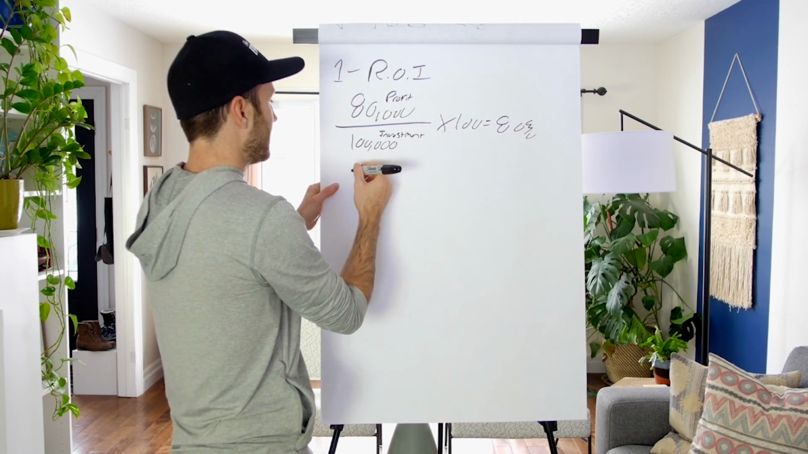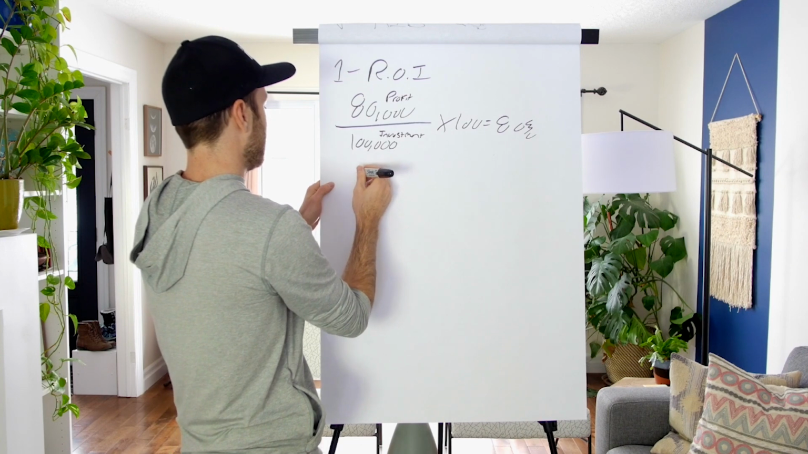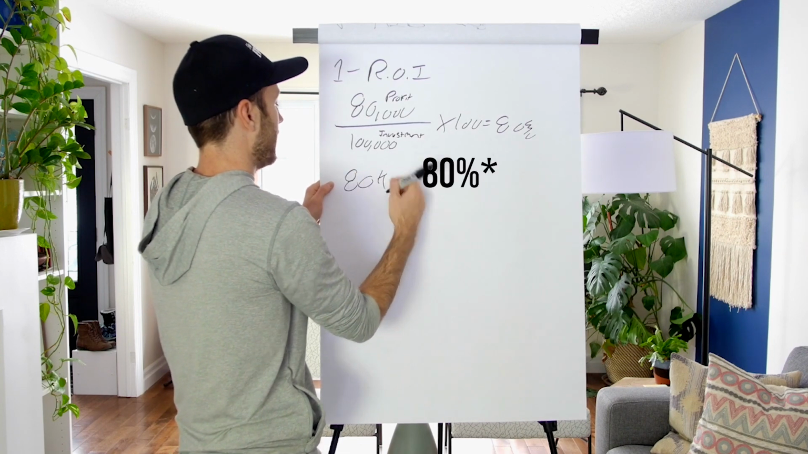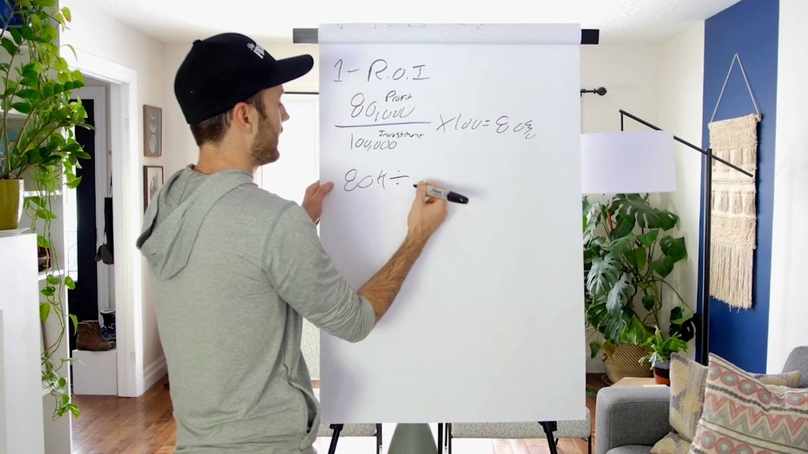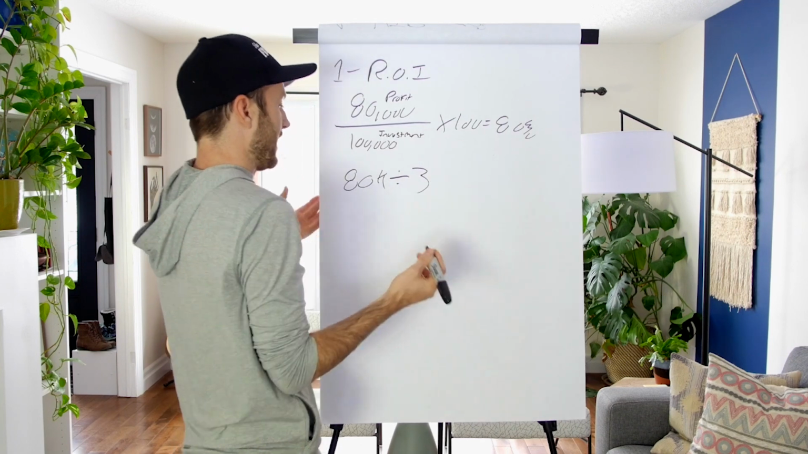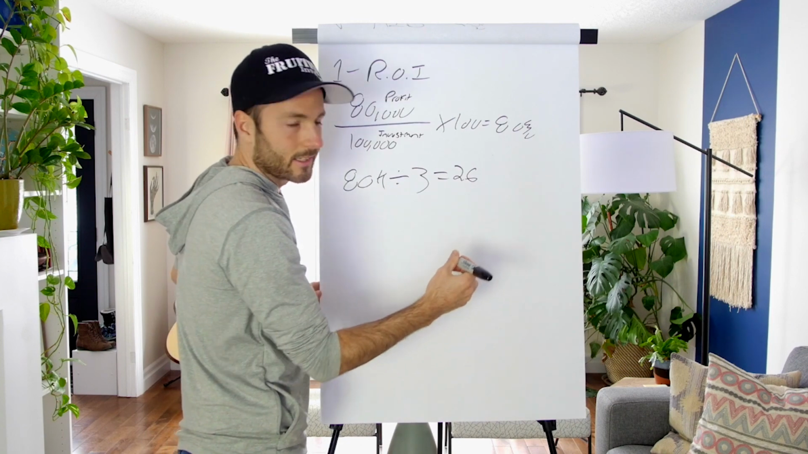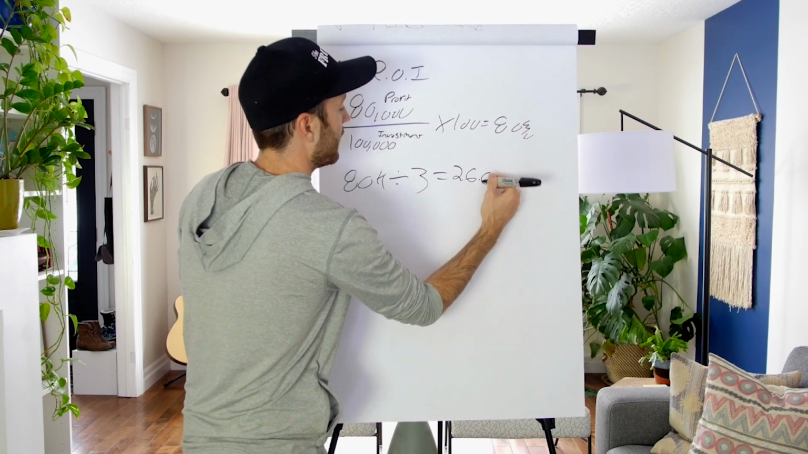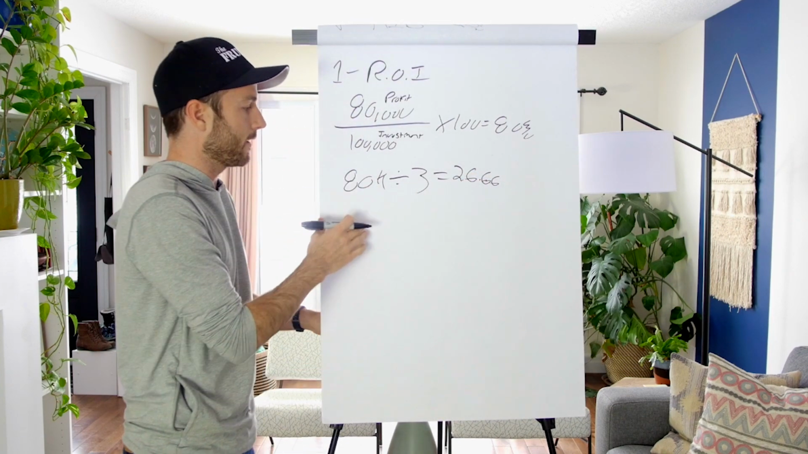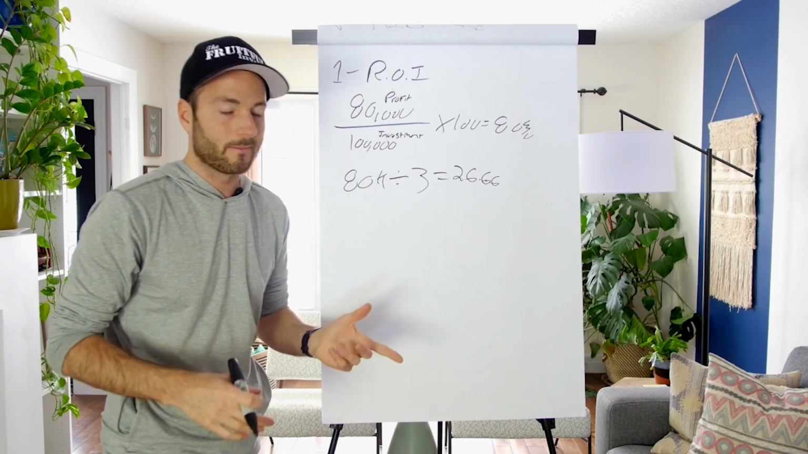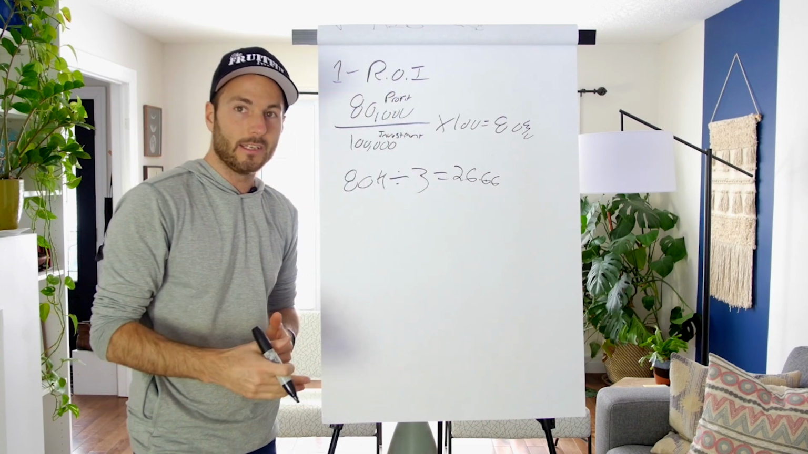Now let's say we had this property for 3 years though. So we're going to take the 80K, the $80,000, and divide that by 3 years. That gives us a percentage, I think it is 26.66% per year. So that's why you want to break it down. You really want to find out what your return on investment is going to be per year.